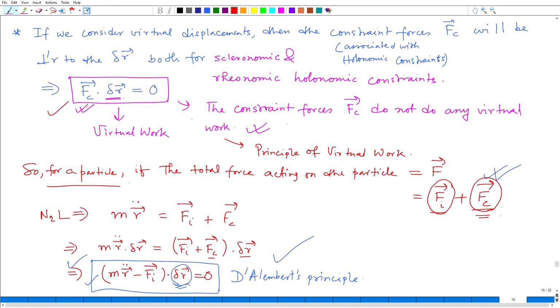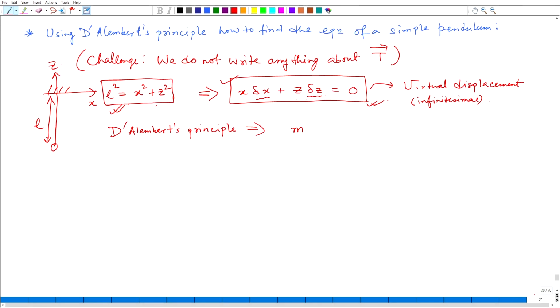This is D'Alembert's principle, m r double dot minus F I. So what is F I? F I is simply the weight force, and that is along the z direction, but downwards, so along minus z direction, actually g. So g is in this direction. I can do the component analysis along the x direction and the z direction. D'Alembert's principle simply says that m r double dot minus F I dot delta r is equal to 0. It does not say that this is 0.